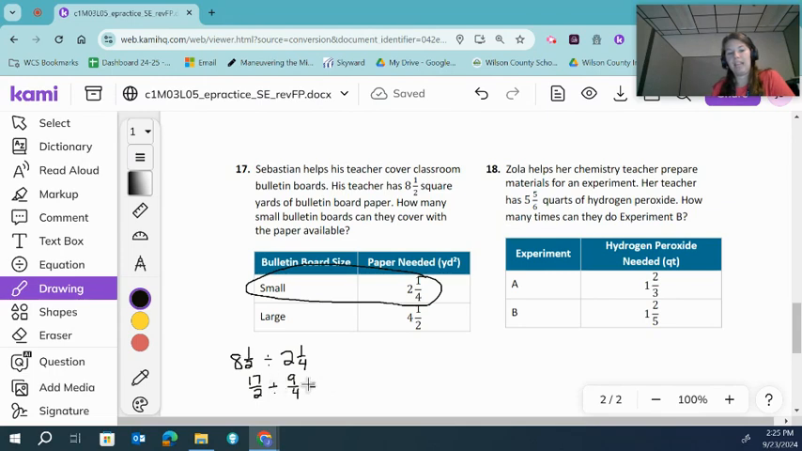Okay, and I'm going to multiply by my reciprocal, 4/9. Okay, I'm going to simplify on my diagonal. 2 goes into 2 one time, 2 goes into 4 twice. Okay, so I get 34/9. Okay, 34/9. So I have 3 bulletin boards with 7/9. 3 and 7/9 of a bulletin board. Okay, and you can try 18 on your own.